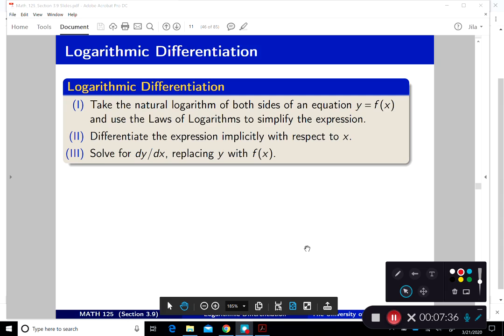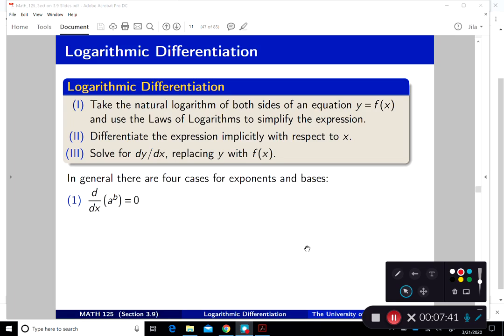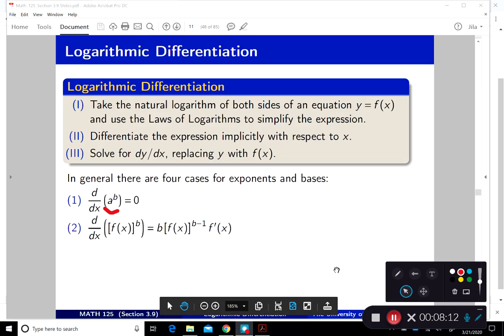And so, beside the steps that we followed, it's important to know there are generally 4 cases when you see exponents and bases. One case is that you have a constant to a power constant. A constant to a power constant, let's say 2 to the power 3, is going to be 8, and the derivative of 8 is just 0. So a constant to a power constant always has derivative 0.